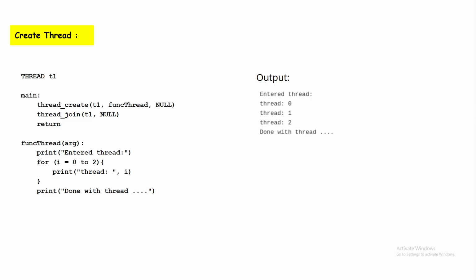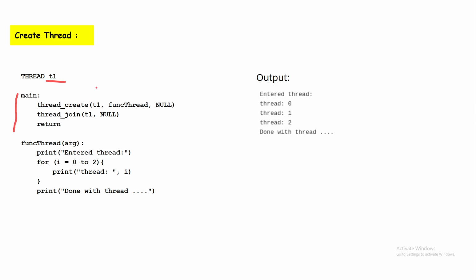Now, let's look at our very first example. In this example, we'll learn about how to create a thread. Notice here, we're basically declaring T1 as the thread. In our main function, we're trying to create the thread by using the thread create function.